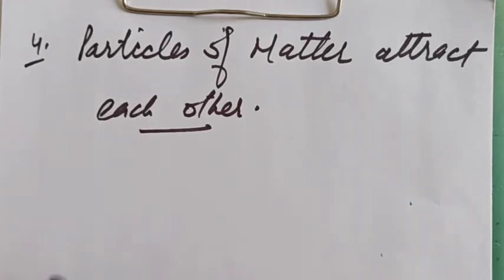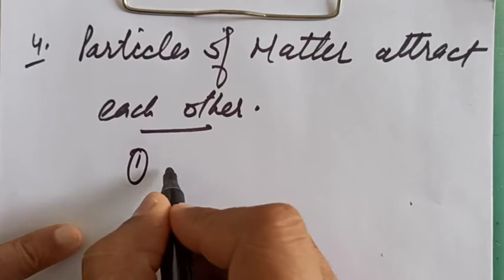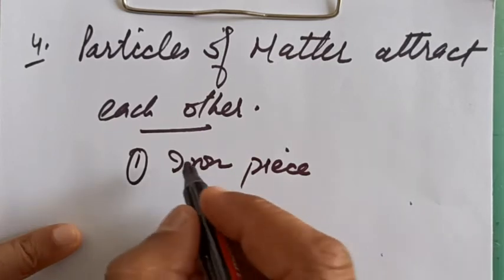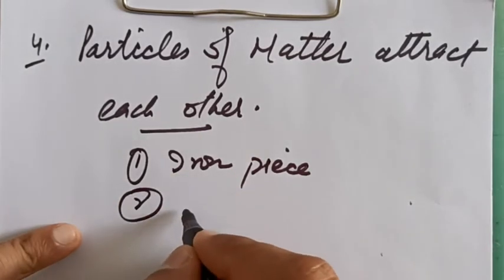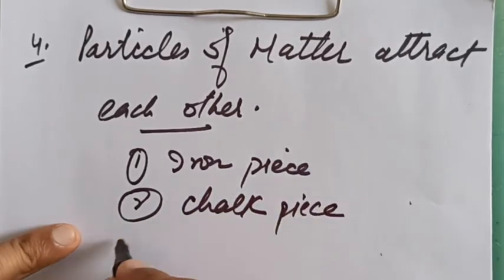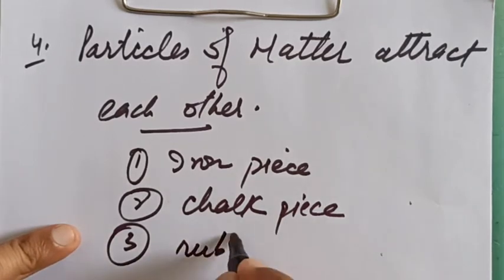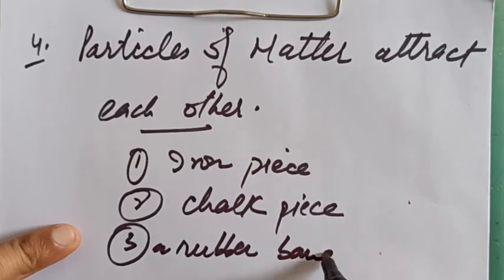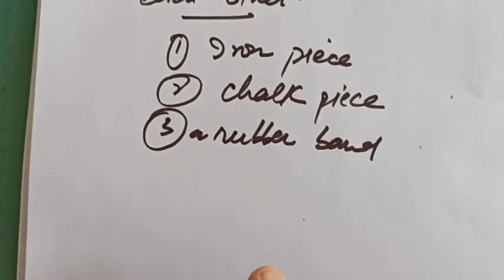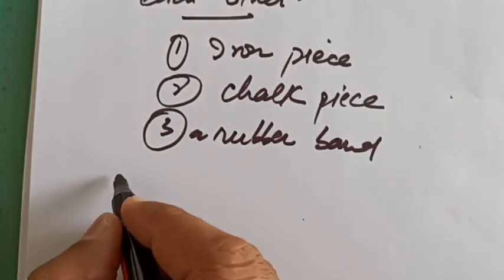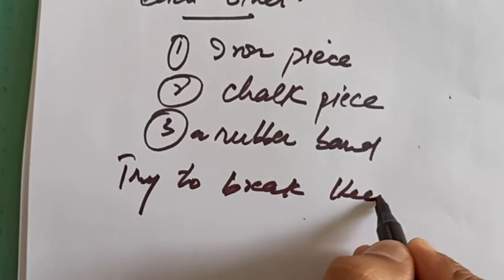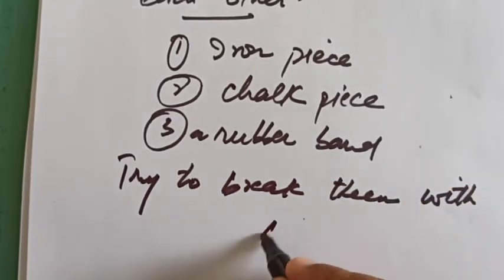For example, suppose we have first a piece of iron, second a piece of chalk, and third a rubber band. Suppose we have three things: an iron piece, a chalk piece and a rubber band. What we have to do is try to break them with a hammer.